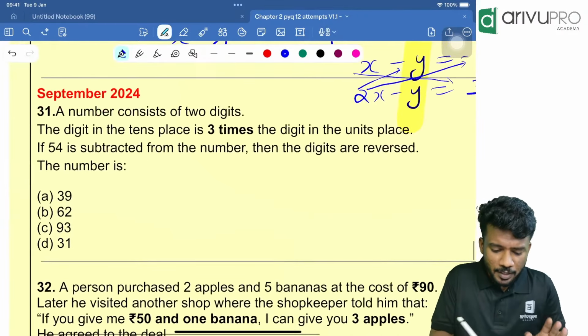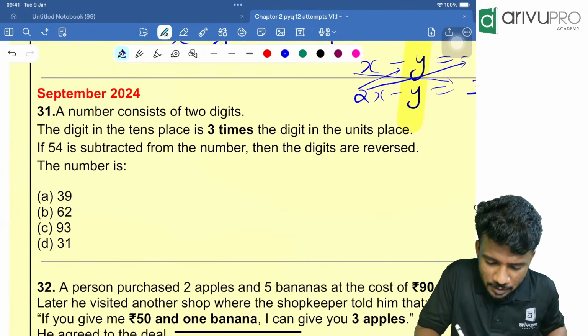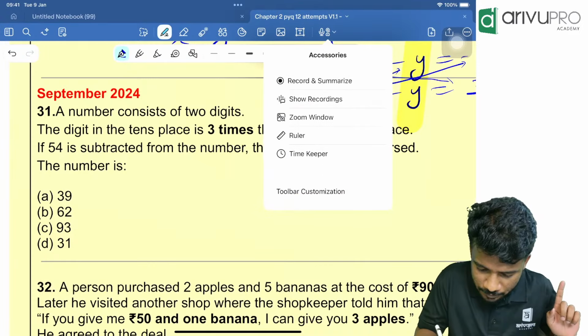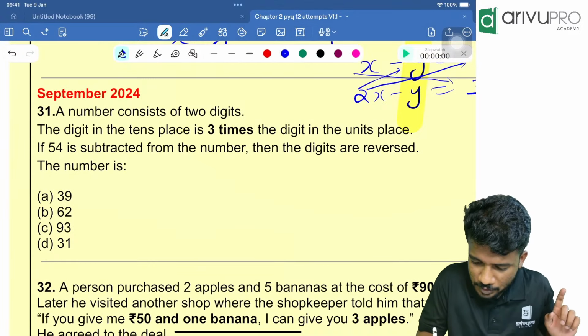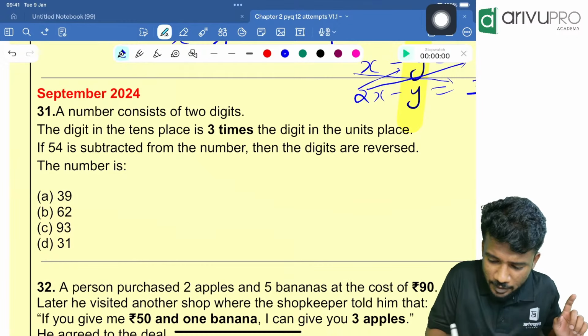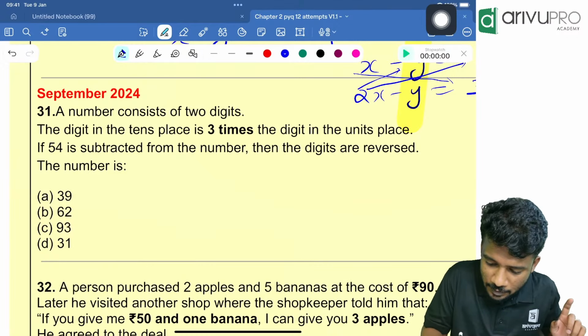I'll just tell you one example right now. Now look here. I'm just turning on the timer for you. Okay. Where is the timer? Timekeeper. Yes. Everyone can see the timer. If not, please tell me. The timer is there.